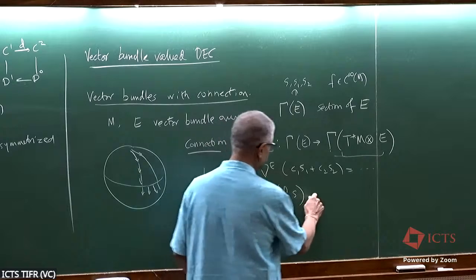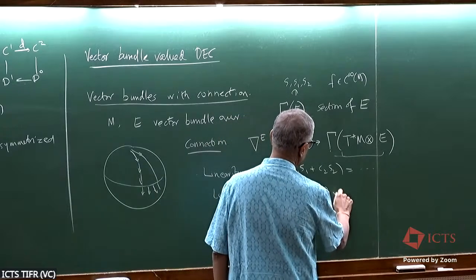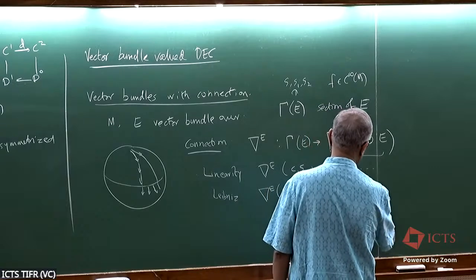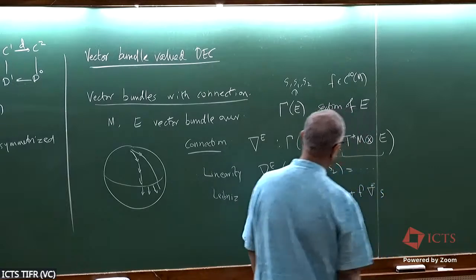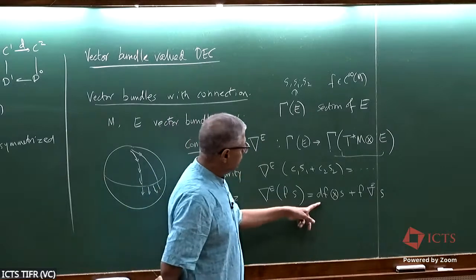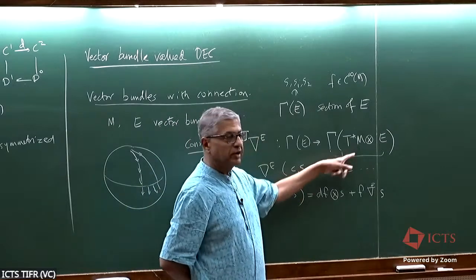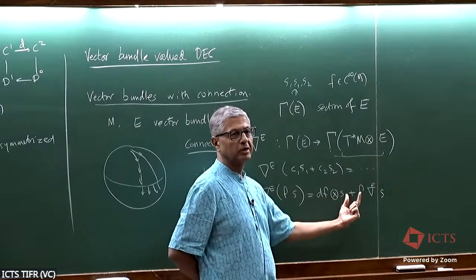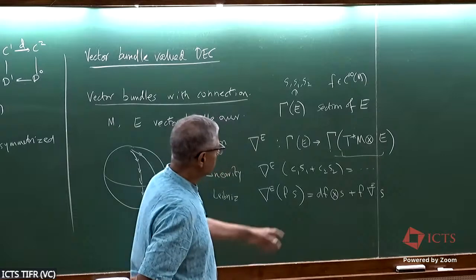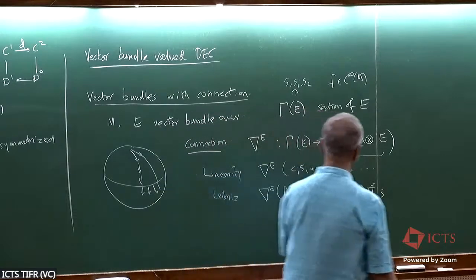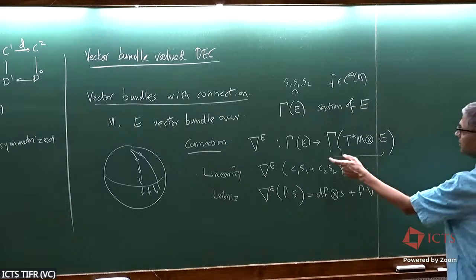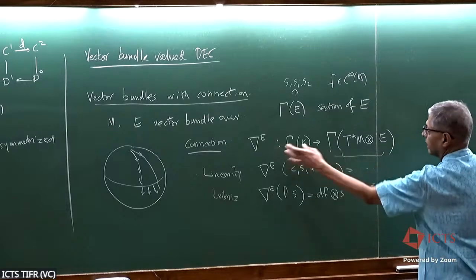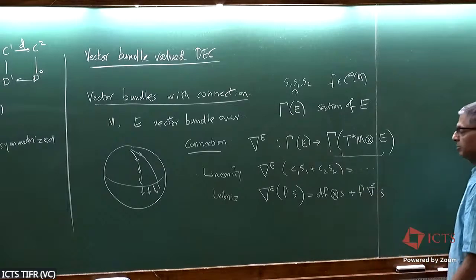So Leibniz here says that this is equal to dF tensor S plus F nabla ES. So notice that that's a one form. So things that live here look like this: one form, funny symbol, tensor product symbol, section. So what this means is that this one is a vector bundle valued one form. This thing lives here by definition, and F just multiplies that.